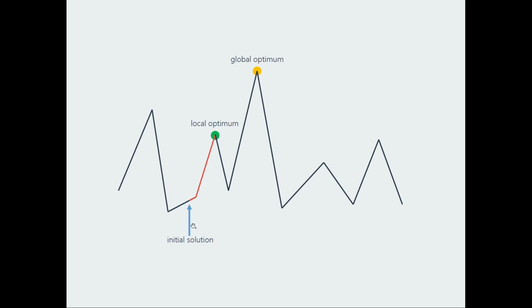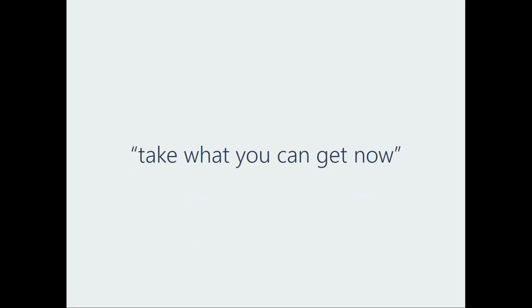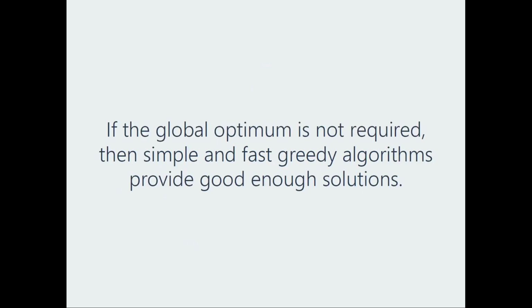So let's say that we started here, and we got this initial solution. A greedy approach or algorithm would want to quickly improve upon that initial solution to get a local optimum. So the basic idea is, take what you can get now. If the global optimum is not required, then simple and fast greedy algorithms provide good enough solutions.